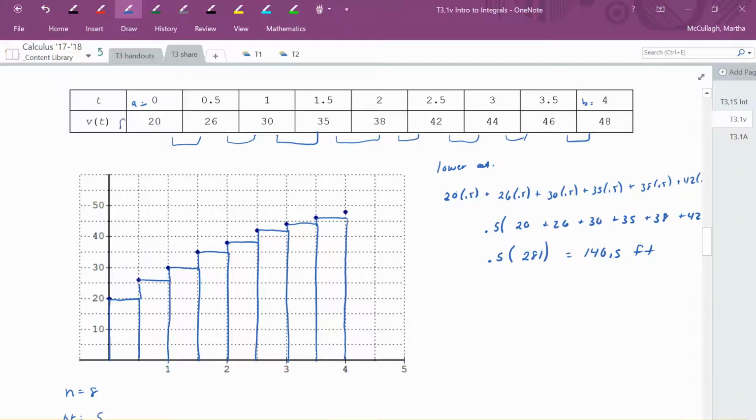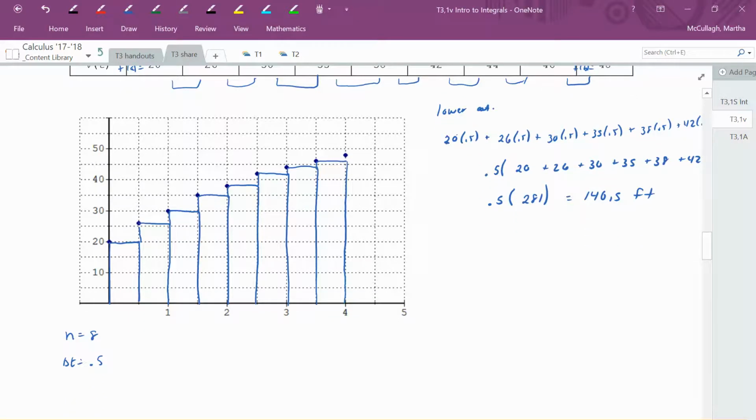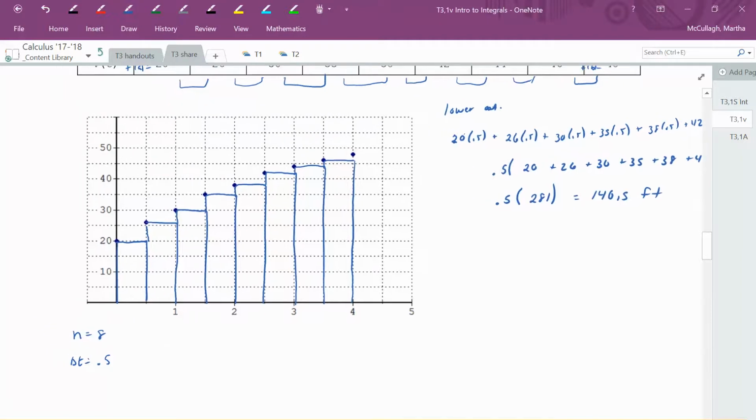My f of a is 20. My f of b is 48. If I wanted to calculate my delta t, I can see how wide it is, but if I wanted to calculate it, I could say that delta t is b minus a over n. Delta t is equal to 4 minus 0 over 8. Delta t is a half, or 0.5.